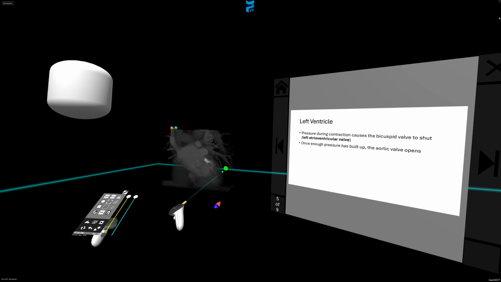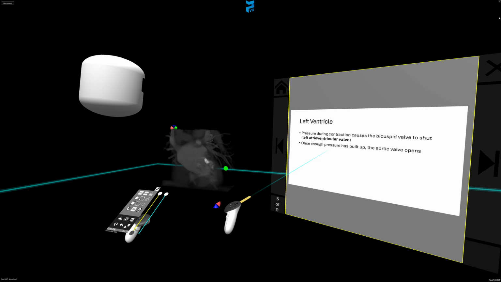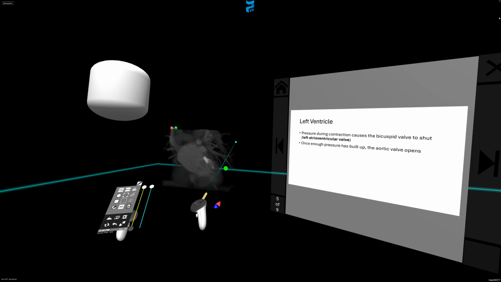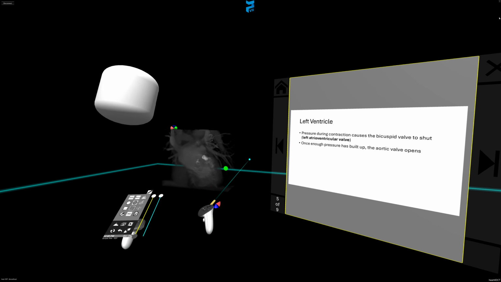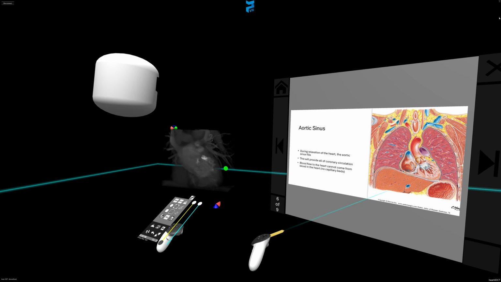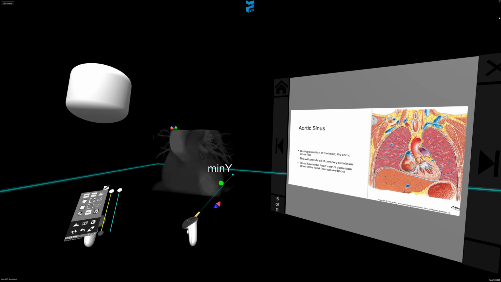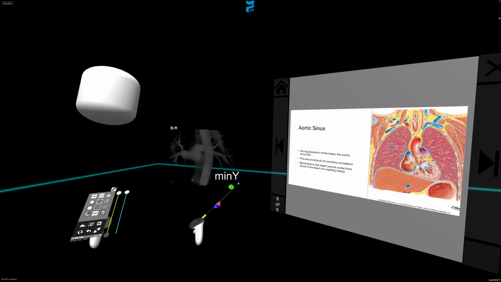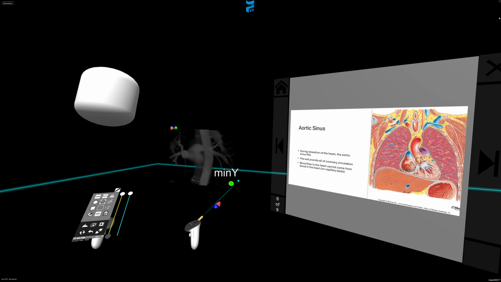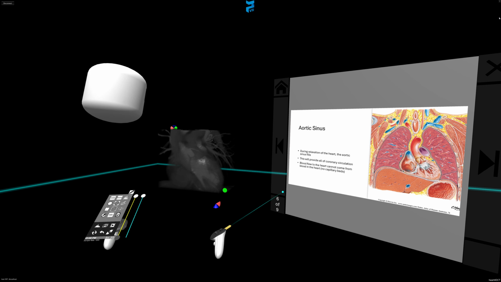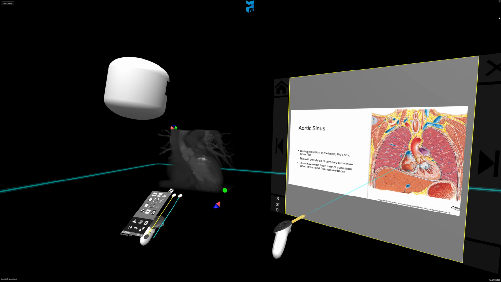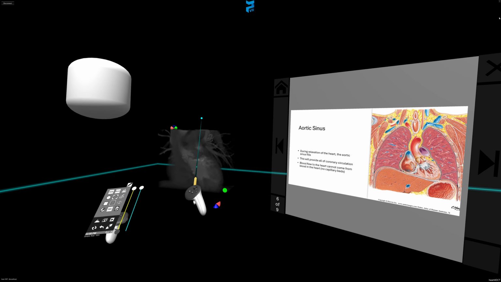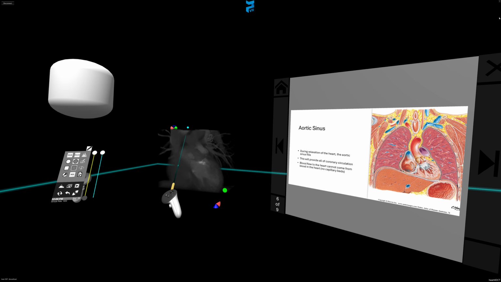Once enough pressure has been built, the bicuspid valve, the left atrioventricular valve, will shut, and once more pressure builds, the aortic valve will open. In order to begin our discussion of how the heart actually receives its blood, we have to talk about the aortic sinus. The aortic sinus is directly after the left ventricle, and it's how the coronary arteries are filled.